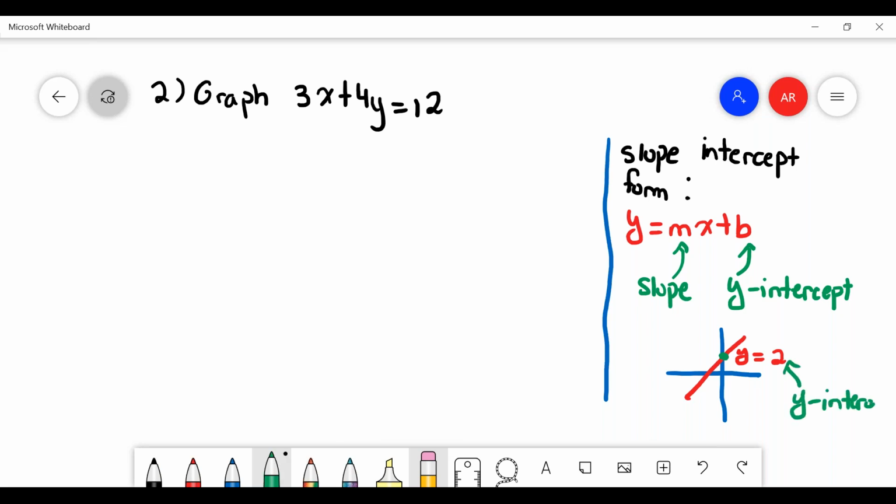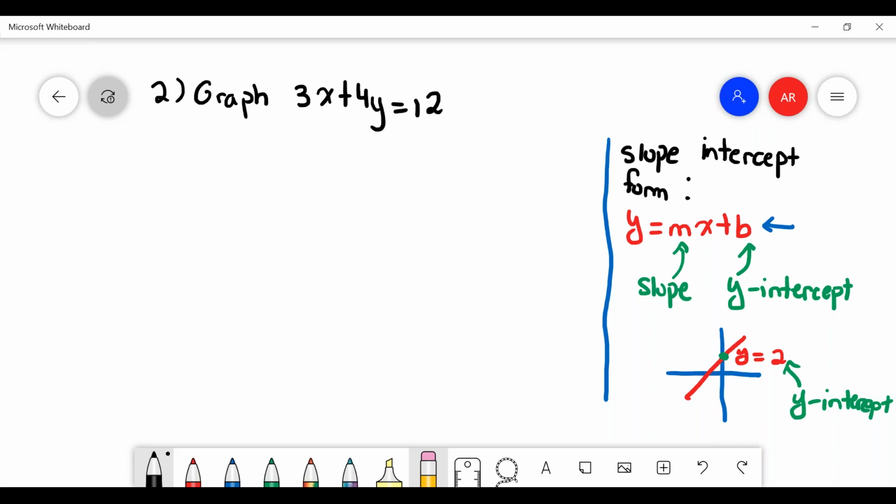This is just a quick example, but we follow a similar concept for this question. We need to graph the equation 3x plus 4y equals 12. As you can see, this equation is not in slope-intercept form, so it's very difficult to graph right now. Slope-intercept form, y equals mx plus b, makes it really easy to find points and graph them, which I will demonstrate later.